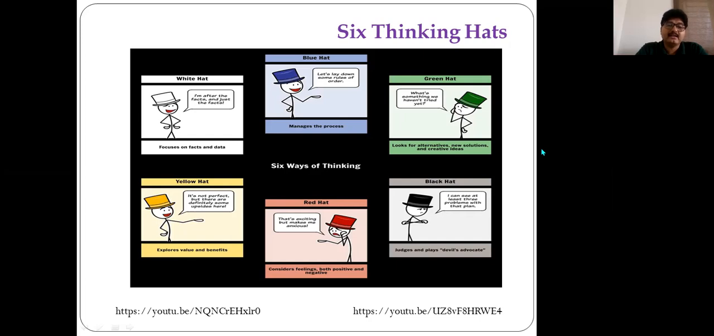Coming to the yellow hat, he is always optimistic and always has a positive mindset. He identifies the advantages of having that concept for this particular problem, mentioning all the strengths and benefits by exploring its value and how it could be useful.